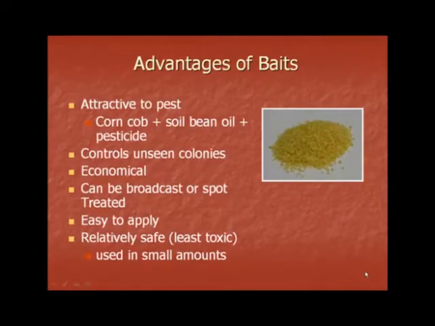There are many advantages to using fire ant baits. They are attractive to the pest, meaning that the fire ants will come and pick up the bait. Fire ant baits include corncob grit plus soybean oil, the attractant, and a pesticide. Baits also control unseen colonies, because these colonies who have not formed large mounds yet are still foraging for food. Baits are economical. They can be broadcast or spot treated. They are also easy to apply and relatively safe, the least toxic method of fire ant control. They are used in small amounts, meaning that you are using less concentrated amounts of pesticide in a given area.